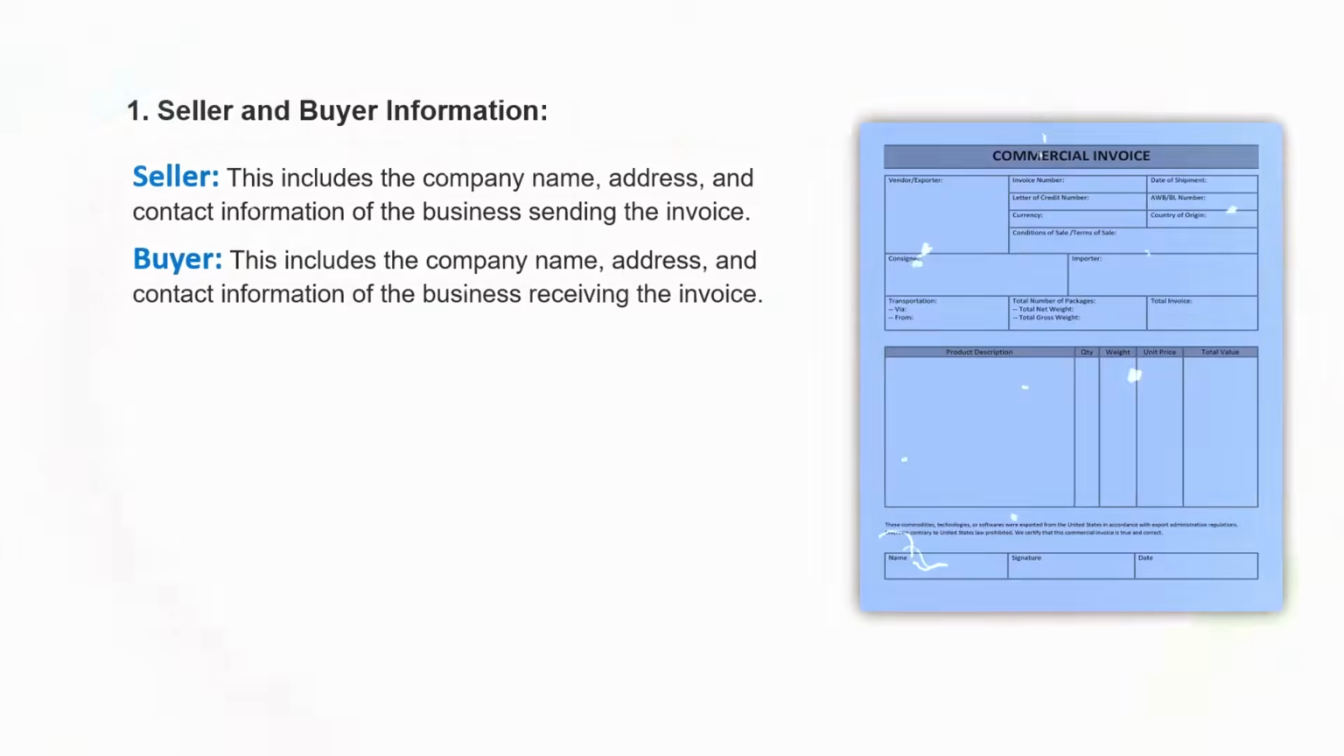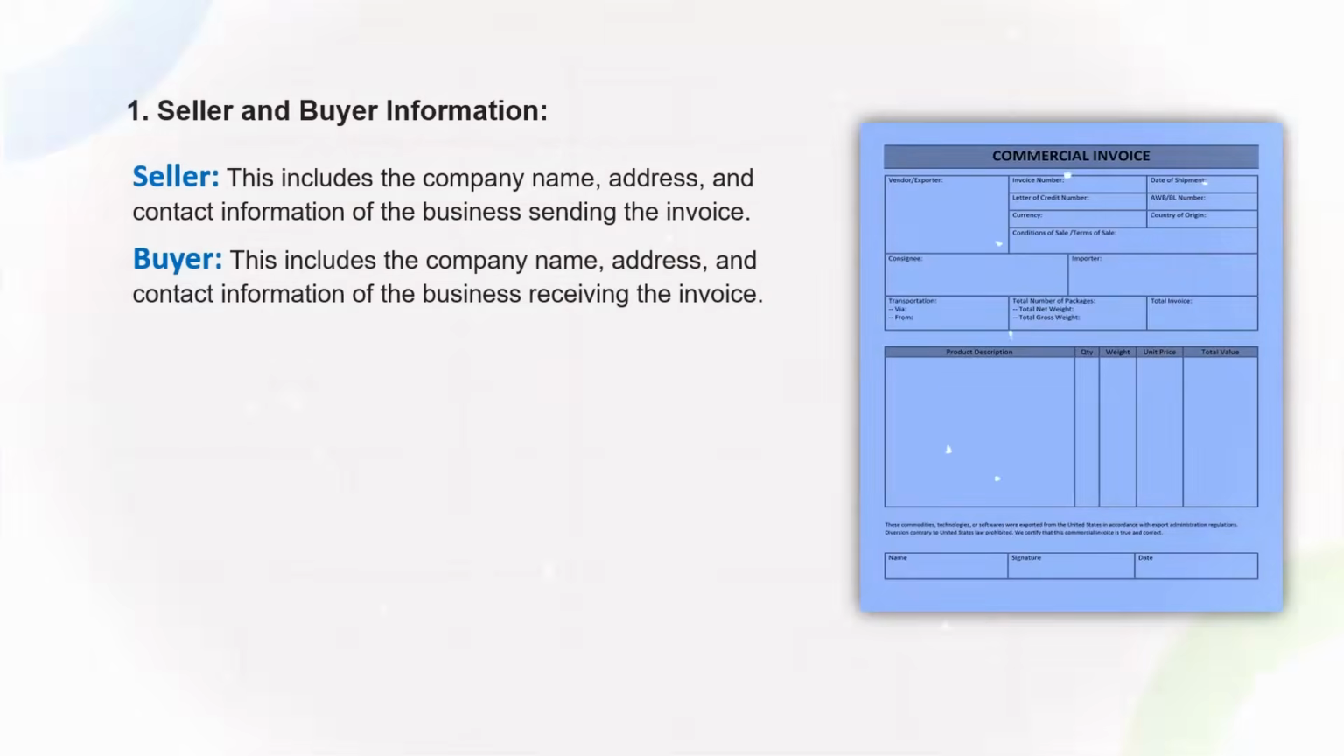So let's start with category number one, which is seller and buyer information. So what kind of seller information will you find on an invoice? It typically includes the company's name, address, and contact information of the business sending the invoice. Similarly, what kind of buyer information will the invoice include? It will include the company name, address, and the contact information of the business receiving the invoice.